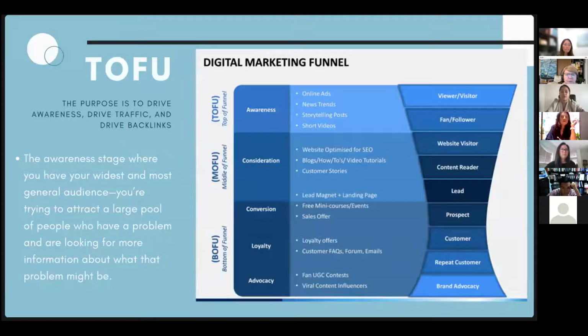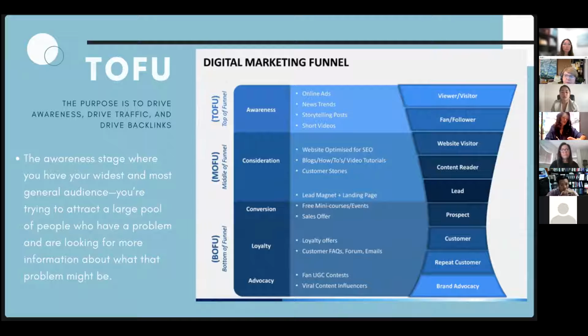So the first stage, top of the funnel. The higher people are in your sales funnel, the less likely they are to purchase from you. Top of funnel tactics shouldn't be directly related to your products or service, as these people are simply aware of your business, or maybe they're interested in a topic that your business is currently engaging in. Because this is the awareness stage, of course, this is where you're going to have your widest and most general audience.